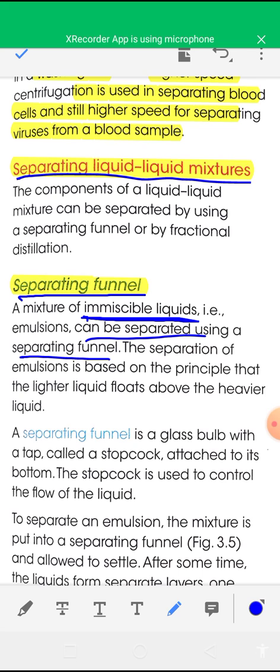The separation of an emulsion in a separating funnel is based on the principle that the lighter liquid floats above the heavier liquid. This is the principle. The principle of separation in a separating funnel is that the lighter liquids float above the heavier liquids. This is the principle.